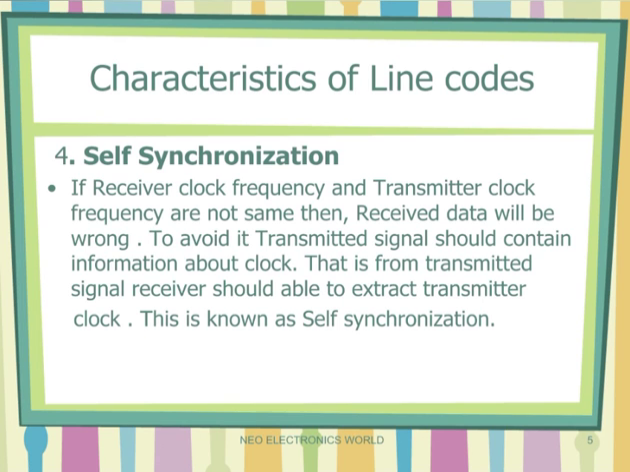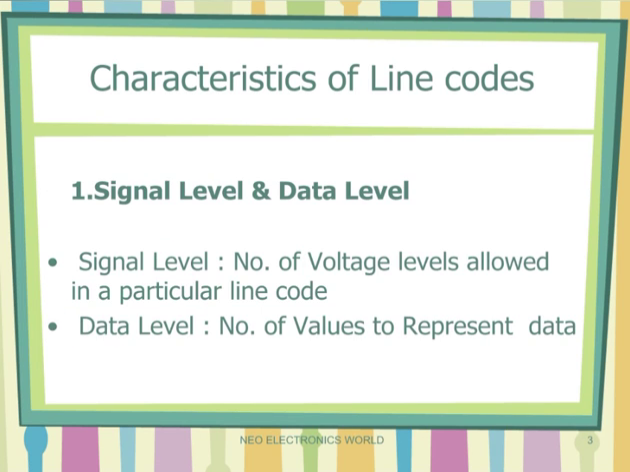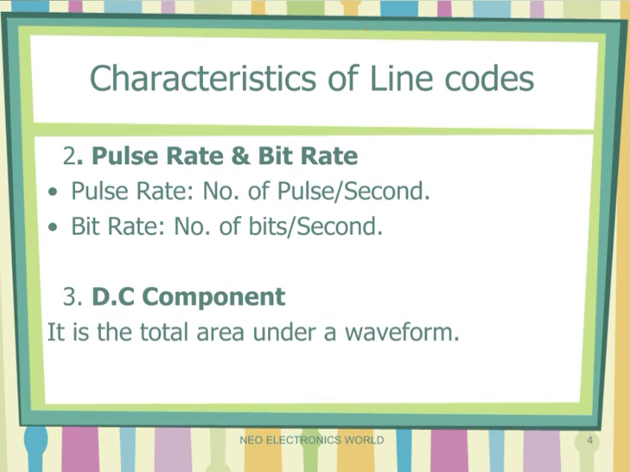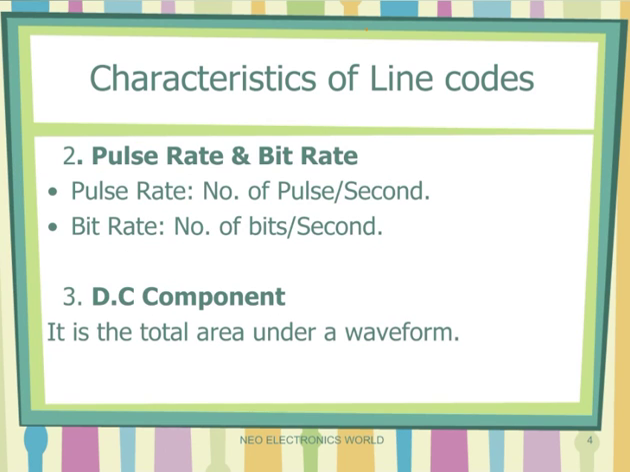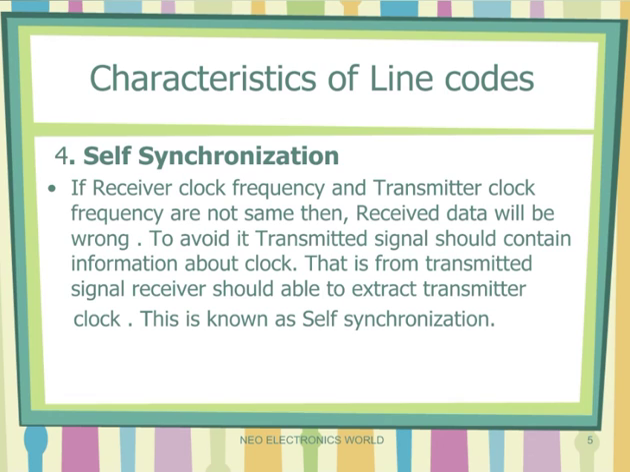So what are the major points? Signal levels and data levels that we have discussed, and pulse rate and bit rate. DC component, which is the area. Then self-synchronization. I missed one point, bit rate. Pulse rate I have explained. Bit rate is the number of bits per second, that is, the number of bits transmitted in the signal in 1 second. I forgot to tell that. The last one is self-synchronization, which I have explained.